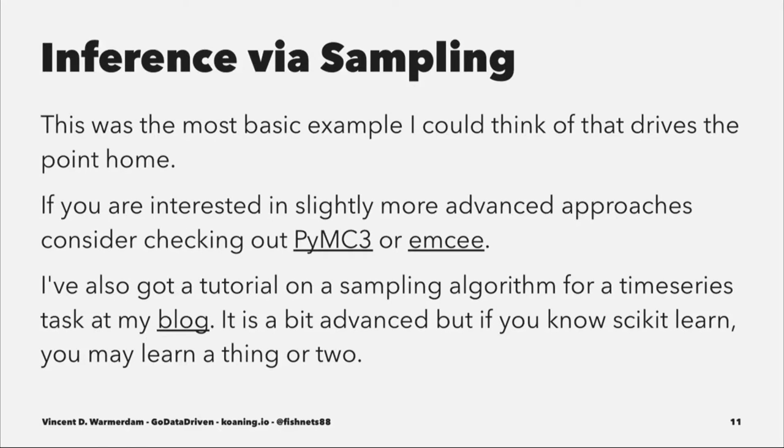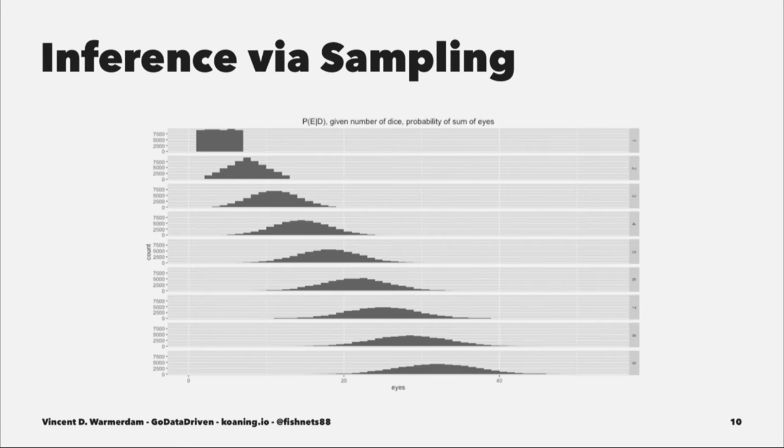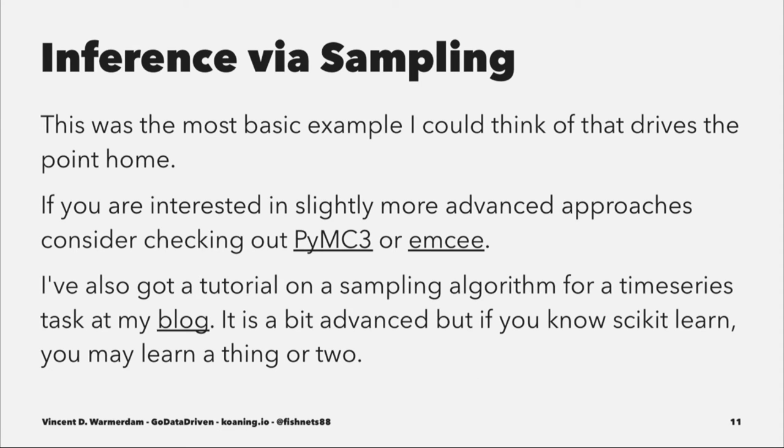So I can look at it from this direction, but I can also look at it from this direction. This is a powerful thing, and this is something that Bayesians tend to like a lot. If you're interested in this kind of sampling, by the way, please consider looking at this library called PyMC3, or this other library called emcee. These sampling methods for inference are very powerful. It's a little bit too theoretical for this talk, but if you're interested, there's a very nice tutorial on my blog, which explains how you can do some sort of time series analysis with these sampling tactics as well. Because here I'm just doing inference on dice, but you can do inference on time series as well.